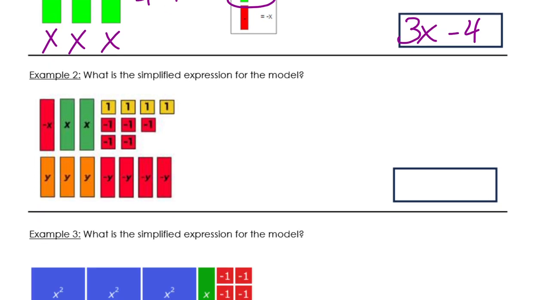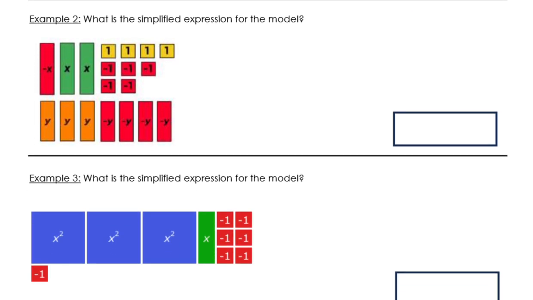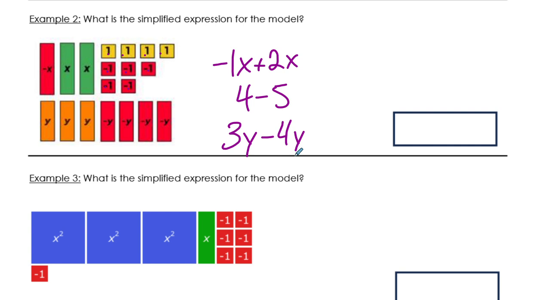Gets a little bit more complicated, but not really much. I'm going to label everything that I see there. I see negative 1x plus 2x. I see 4 and negative 5. And then I see 3y's and negative 4y's. So I'm going to combine each of those. You get 1x, you get negative 1 from that constant, and we get negative 1y.